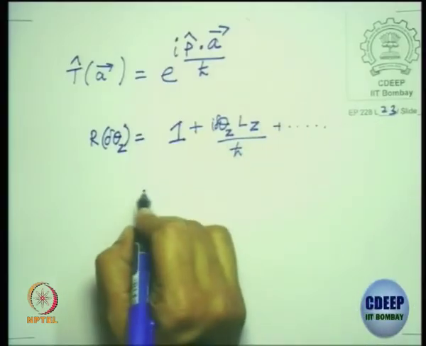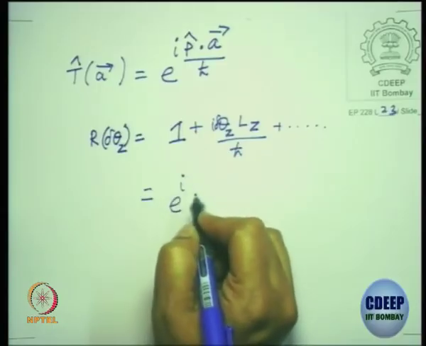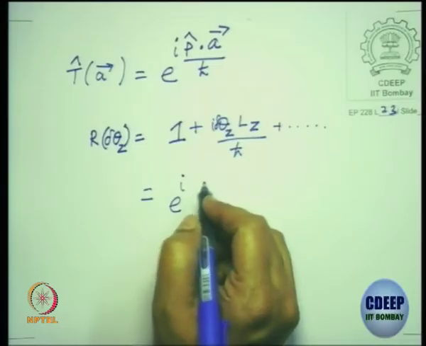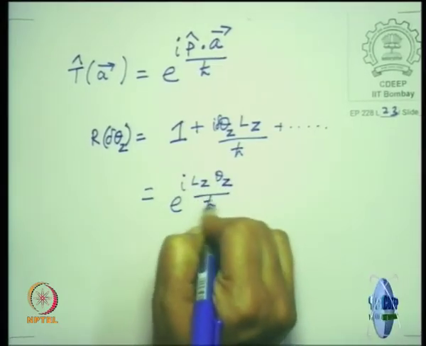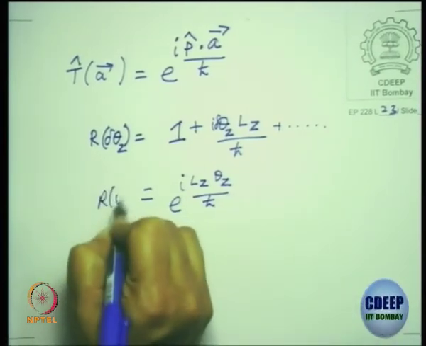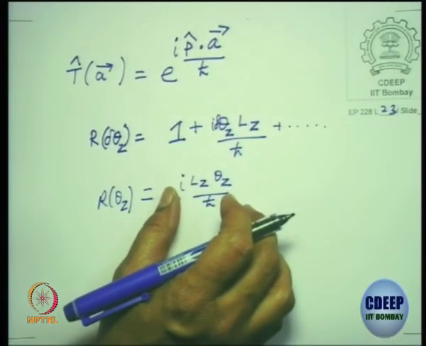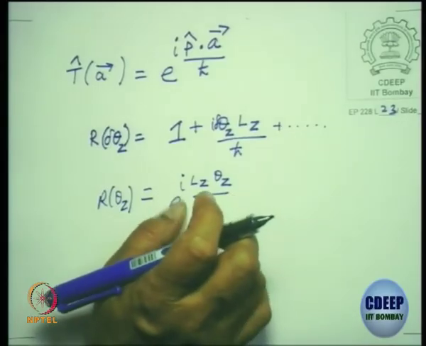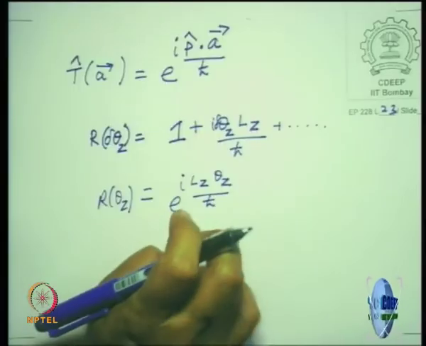What will that be? Exponential of i Lz theta z by h cross will be the rotation for r of theta z. This is rotation in your physical position space.